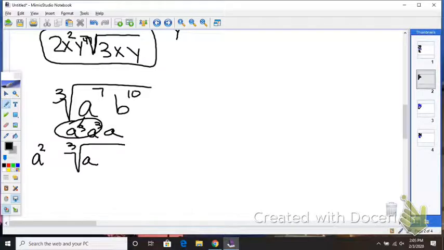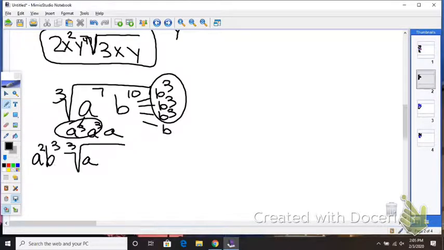Okay, b to the 10th. What can I break b to the 10th down to? What did you do on your paper? Those of you who wrote it down. b cubed, b cubed. Okay, so how many b cubes do I have? 3. Okay, this is what's coming out of the house. B cubed. And what am I leaving in? Just a b.